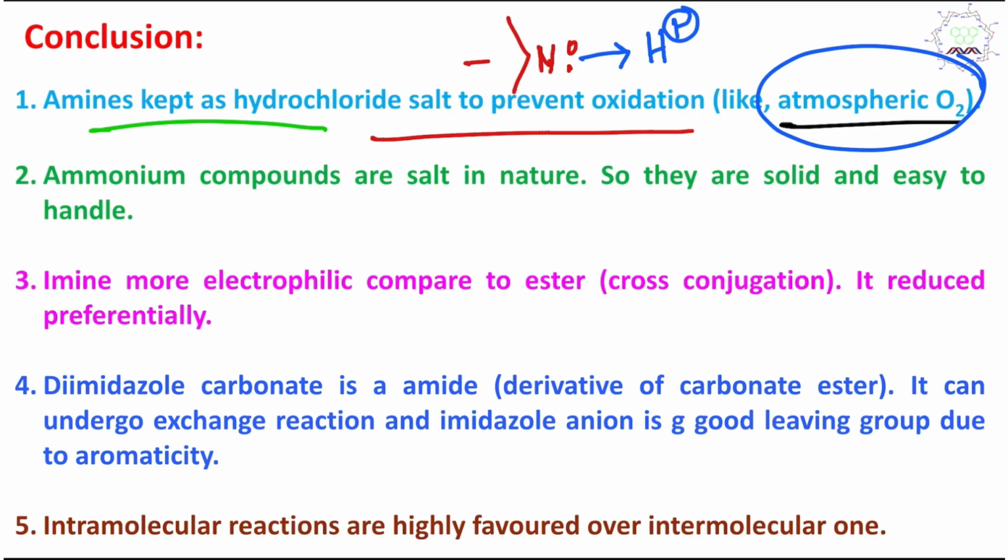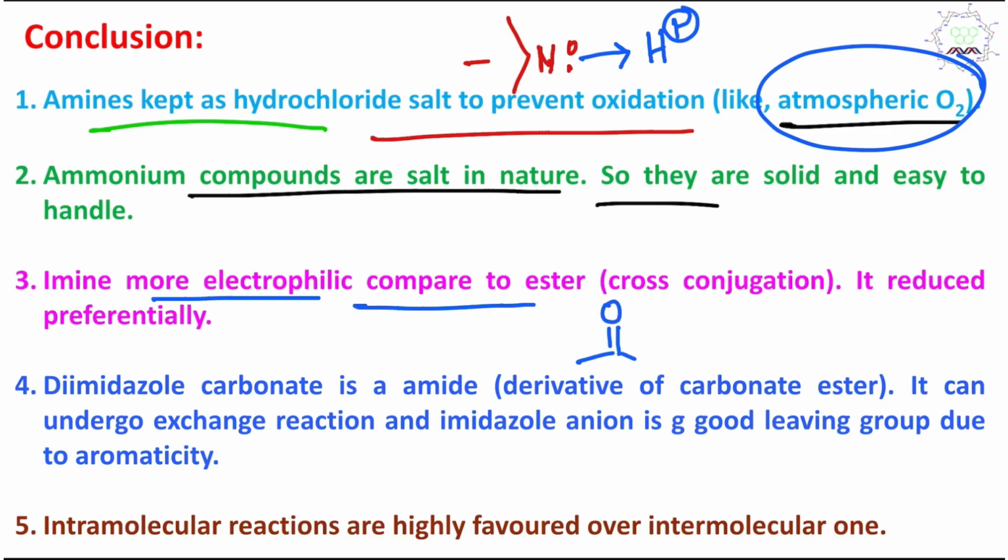And point number 2 is, student, these ammonium compounds are salts in nature, meaning solid, so they can be stored easily and handled, and whenever you need them, just in presence of a base or buffer solution, you can regenerate those amines and do the reaction. So that's easier. Second, this imine is more electrophilic compared to ester, because this ester has a cross conjugation. What do I mean by the statement? So this is ester, so it can have a cross conjugation, it can push, it can open. So this is the cross conjugation, but if you look at this imine, you can consider it as the analog of aldehyde. So this center is more electrophilic, consequently more reactive in presence of a nucleophile.